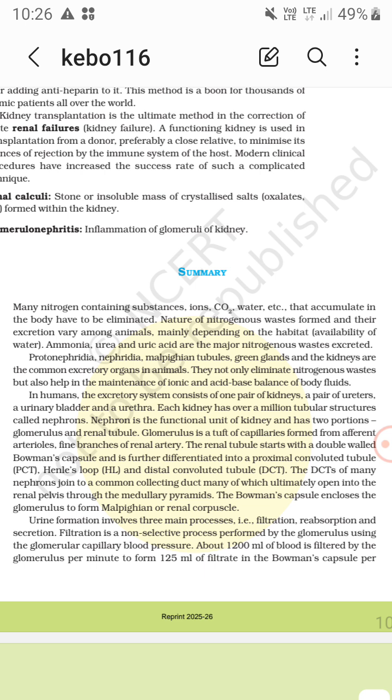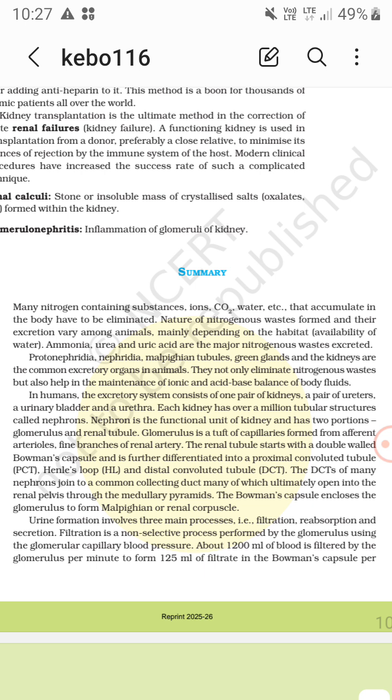Now, the nature of nitrogen waste formed and their excretion vary among animals, mainly depending on the habitat, that is the availability of water. Ammonia, urea, and uric acid are the major nitrogenous waste excreta. Ammonia, urea, and uric acid, right?